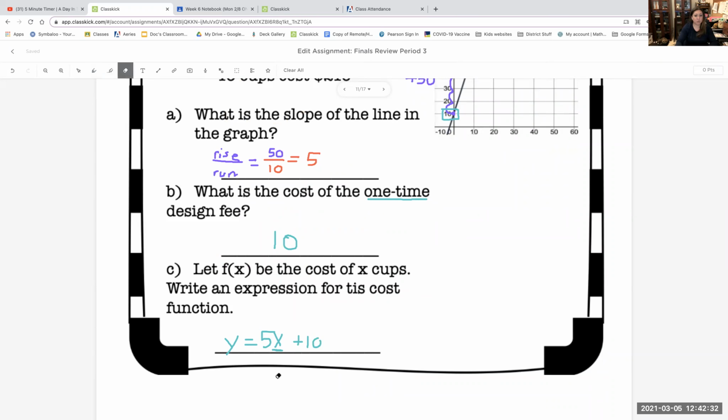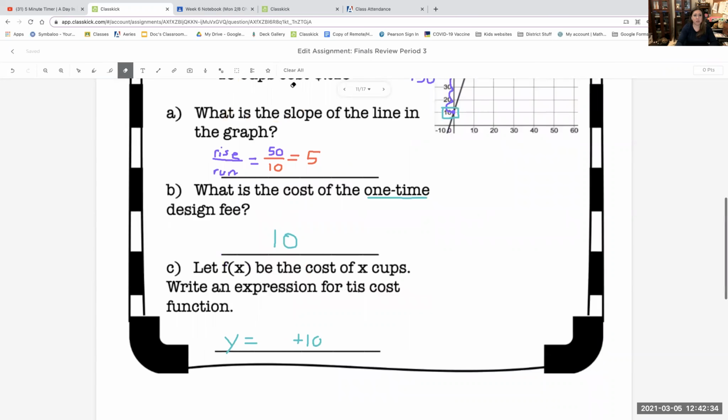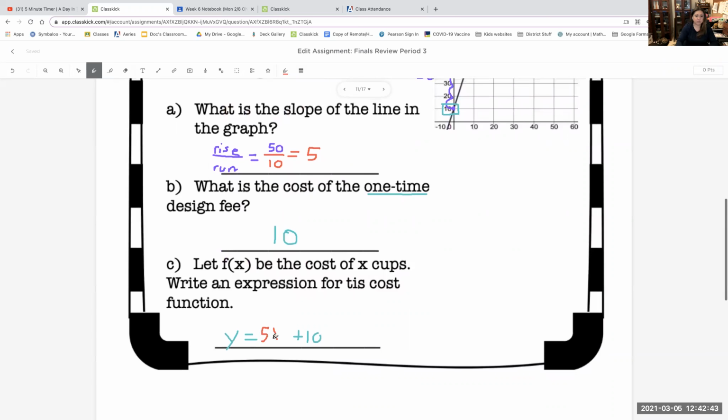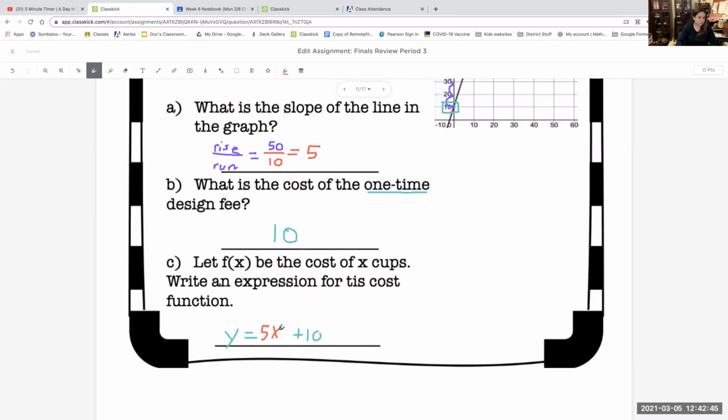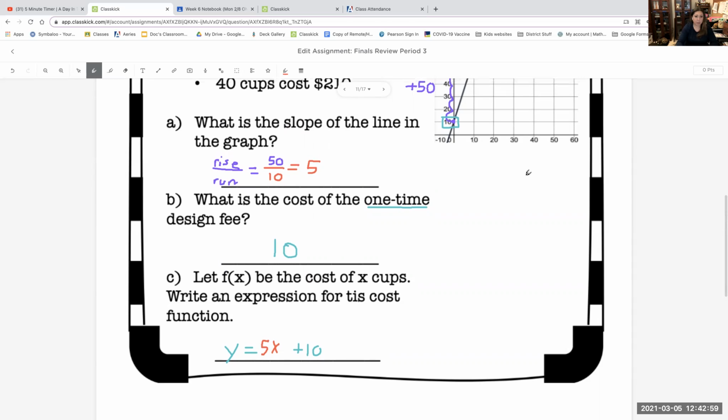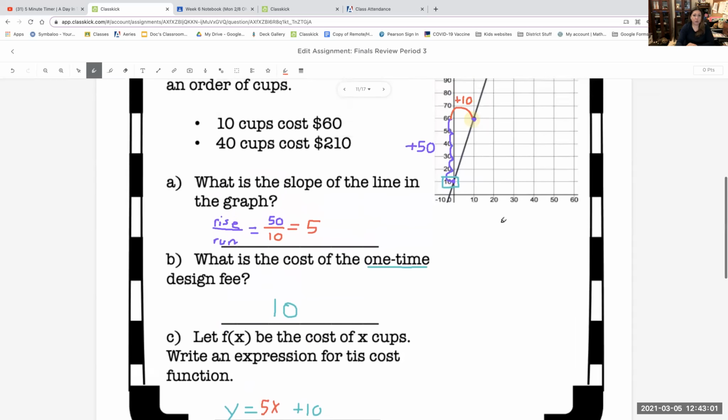And actually, let me erase this 5x and let me make this in red, so you can make that connection. Yes, the 10 is my one-time fee. That's my y-intercept. That's the reason why I did it in the same color. See how that's the same color, that's the same color, that's the same color, and that's the same color. So yeah. All right.